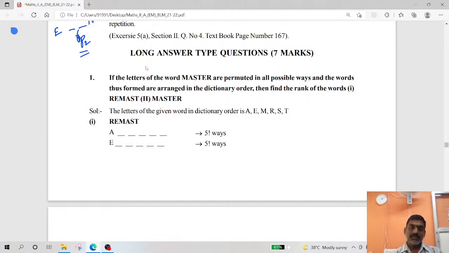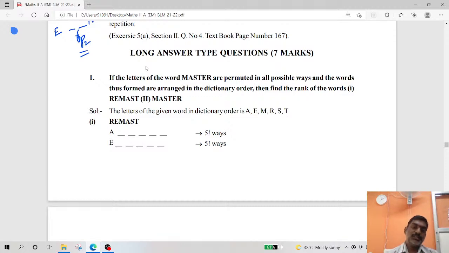Whatever the word is given in the question, first we have to arrange the letters of the word in ascending order, nothing but dictionary order. In the dictionary order, if we arrange the letters, what we are getting? A, E, M, R, S, T. So first let us start with A and we can arrange.